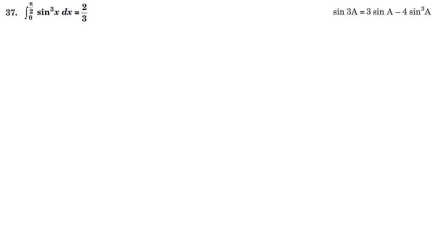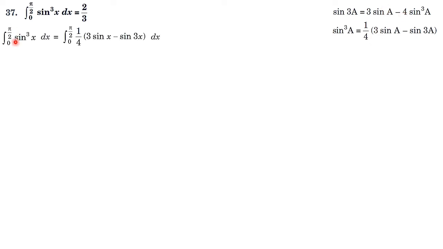Here there is a minus sign. To avoid that, bring this minus 4 sine cube a to the left side. That comes as plus 4 sine cube a. And take the sine 3a to the right side. That comes as sine cube a is equal to 1 by 4, as the 4 comes to the denominator, into 3 sine a minus sine 3a. Substituting here, integral 0 to pi by 2 of sine cube x dx is equal to integral 0 to pi by 2 of 1 by 4 into 3 sin x minus sin 3x dx.